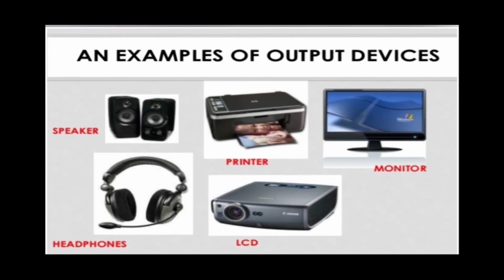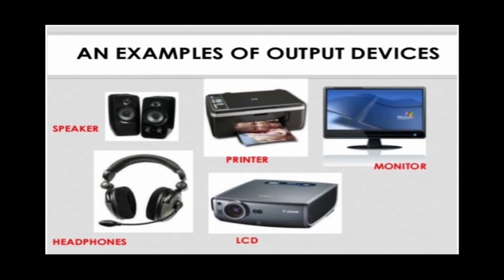Now some examples of output devices. Speaker is used to listen to music. Printer is used to take printouts of any page. You can print a hard copy. Then monitor looks like a television. Whatever we are typing from the keyboard and mouse, we can see on a monitor. Then headphone is also one kind of output device. If we want to listen to music without disturbing others, we will use headphones.